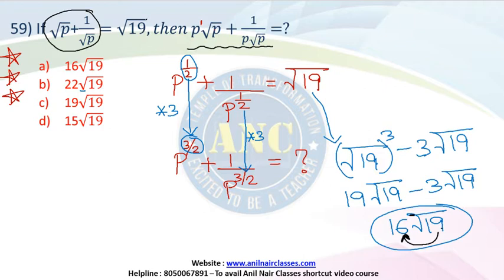Suppose, instead of root 19, the question gives something like root 342, the answer will be 339 into root 342. 339 is without the square root, and 342 will be as it is inside the square root. Suppose in the question, on the right hand side, instead of root 19 it is given as root 20. Answer is 17 into root 20. I hope the idea is clear.